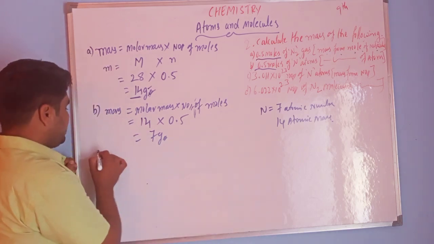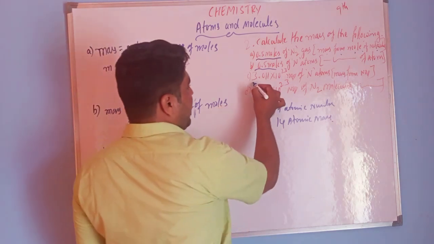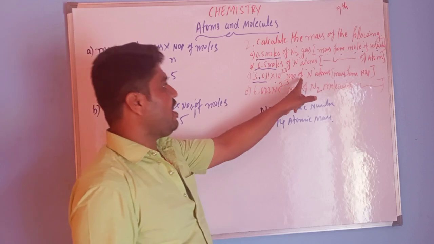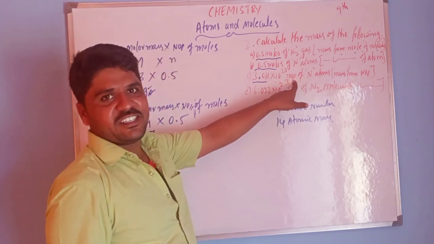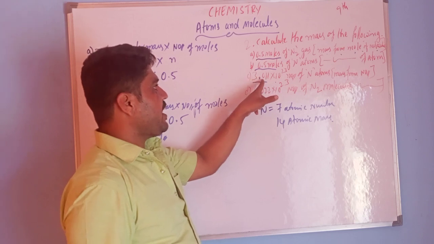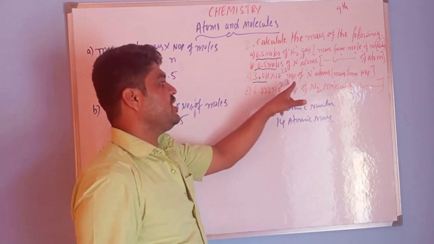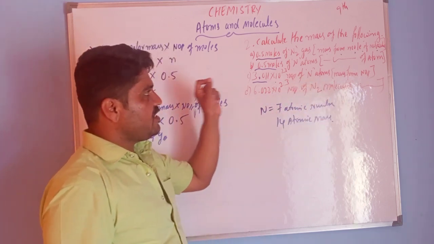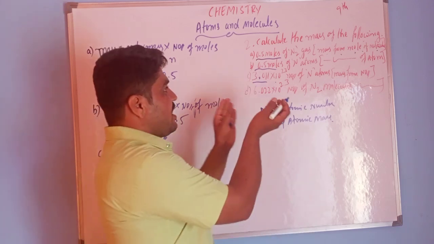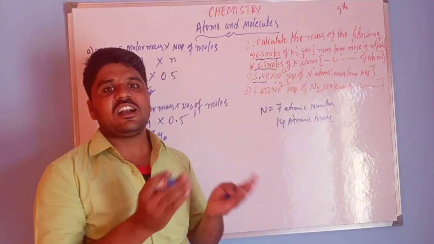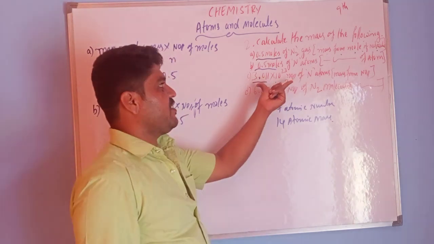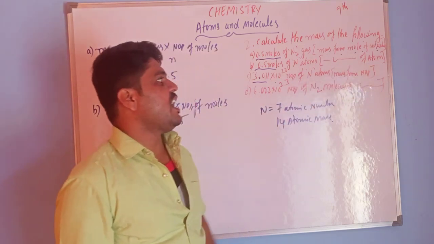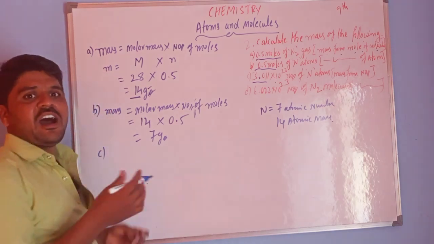Next, C: 3.011 into 10 to the power of 23 nitrogen atoms, N atoms. Here the number of atoms is given. Using this number of atoms, we have to find the mass. So mass from number of atoms.